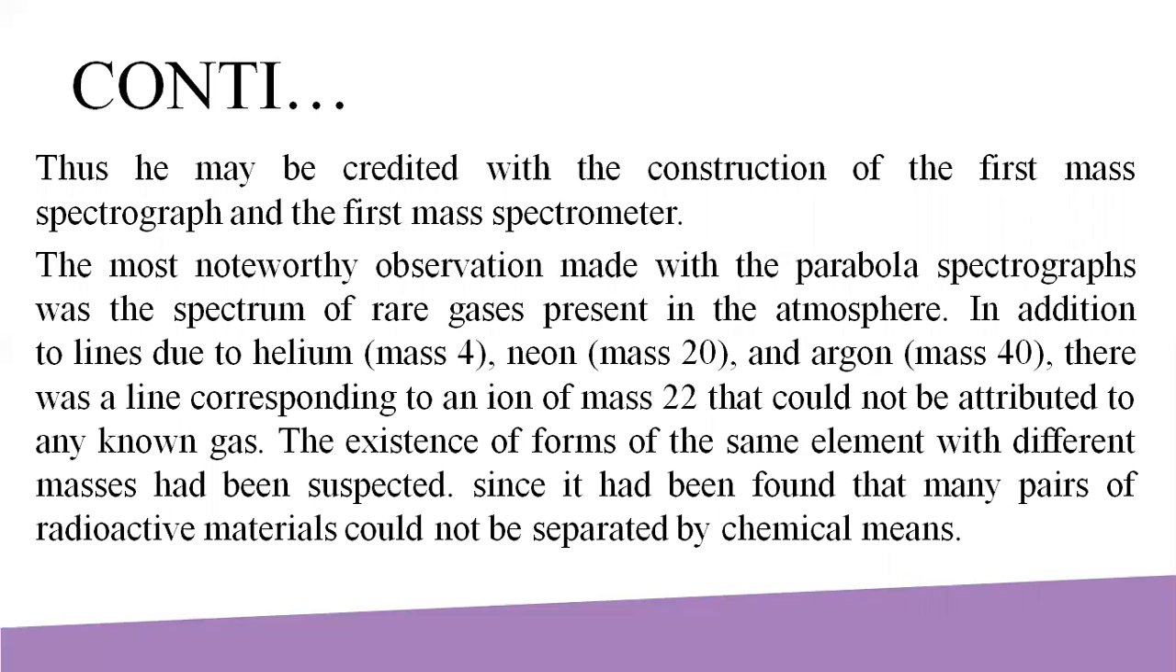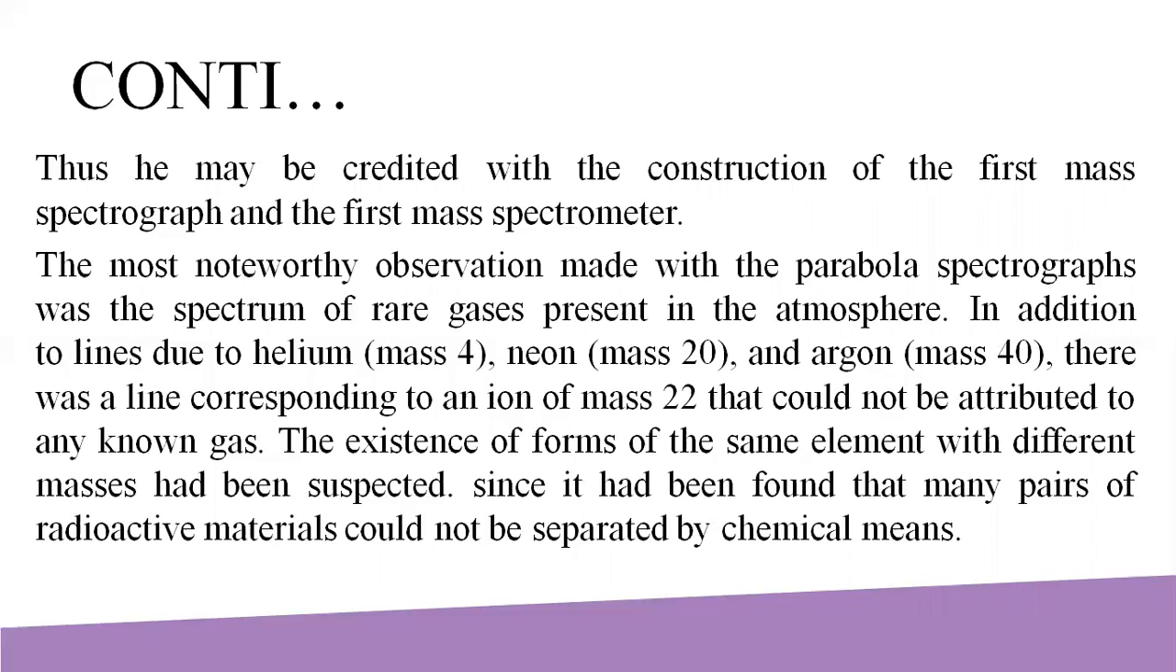The most noteworthy observation made with the parabola spectrographs was the spectrum of the rare gases present in the atmosphere. In addition to lines due to helium that has a mass of 4, neon a mass of 20, and argon a mass of 40, there was a line corresponding to an ion of mass 22 that could not be attributed to any known gas.